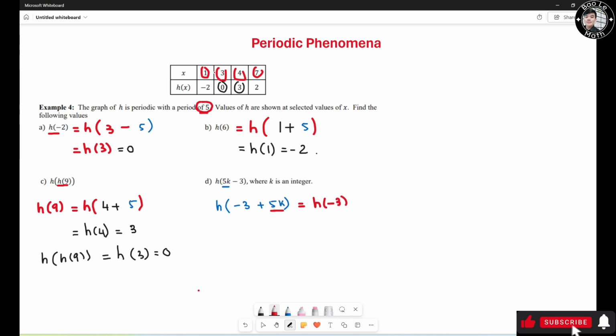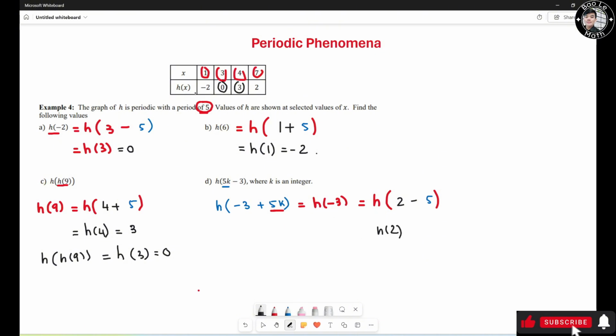So I look at the table right here, I don't see negative 3. So I need to manipulate this one a little bit. I need to manipulate this one in terms of the period of 5. So I need to write h right here, parentheses. Now I need to put 5 right here. And then close parentheses. Now, h of negative 3, but I already have the period of 5. Now I could put 2 right here and I subtract this one. So then this guy turns out to be h of 2.